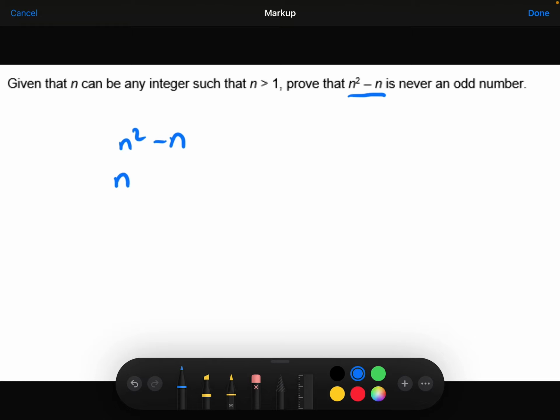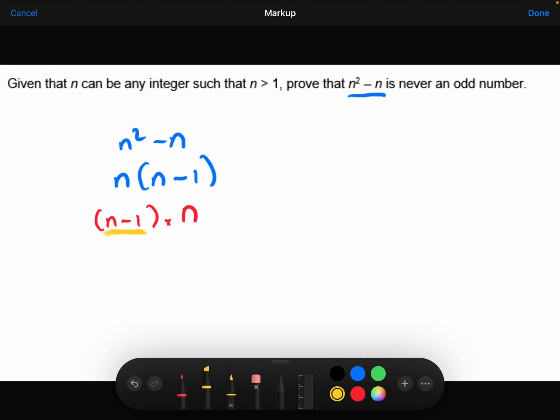Well, I could factorise an n outside. The n times the n is the n squared. The n times the minus 1 is the minus n. And then I noticed that this n times n minus 1, these two numbers, n and n minus 1, if you can't spot what's important about those yet, it might be helpful if I rewrote that the other way round as n minus 1 multiplied by n.